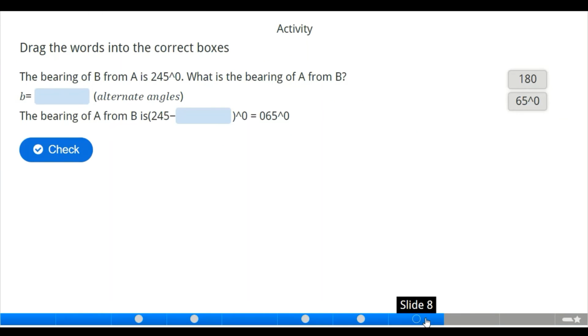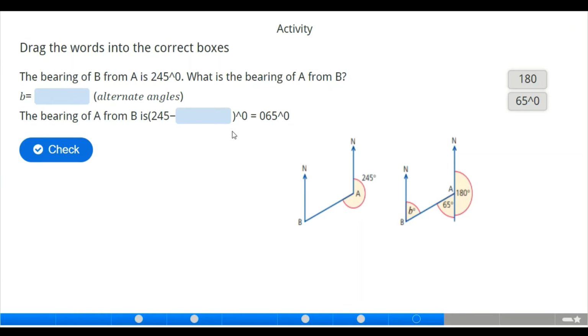Now let's look at another example that we have here. We have to read: the bearing of B from A is 245 degrees. So what is the bearing of A from B? Now let's hear what the question says. It says that the bearing of B from A is 245 degrees. So we are now to read the bearing of A from B. We want to know the bearing of A from B.